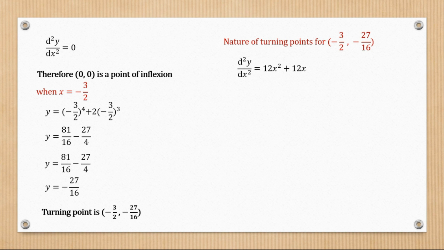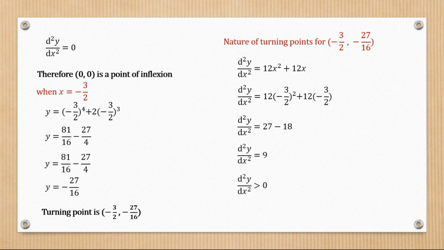Plug it into the second derivative. Where there is x, I put -3/2, and I get 27 minus 18, which gives me 9. So this value is greater than 0. Therefore the point (-3/2, -27/16) is a minimum point.